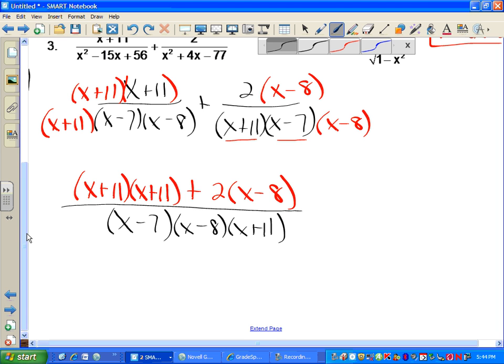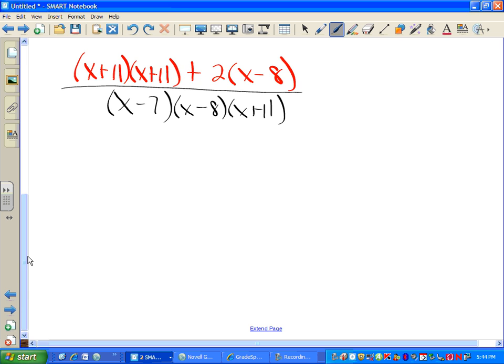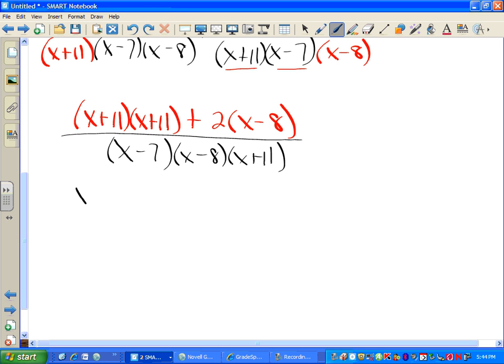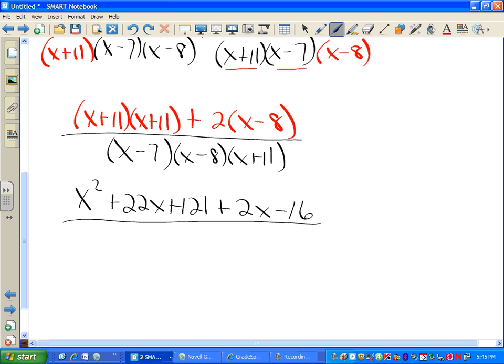On the left side, I'm going to need to FOIL. So this will give me x squared plus 22x plus 121. I FOILed that all in one step. Pause and box it out if you need to. Distribute the 2x minus 16 over, and you do not have to FOIL these back together.